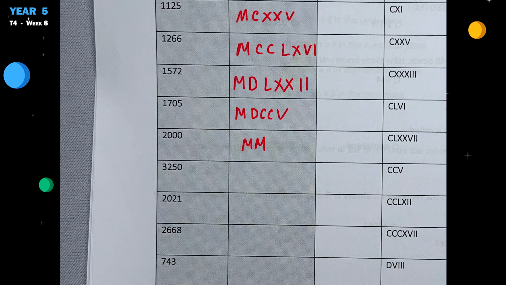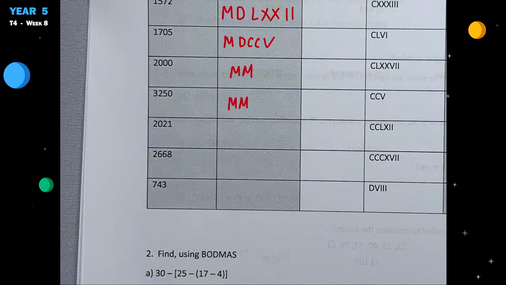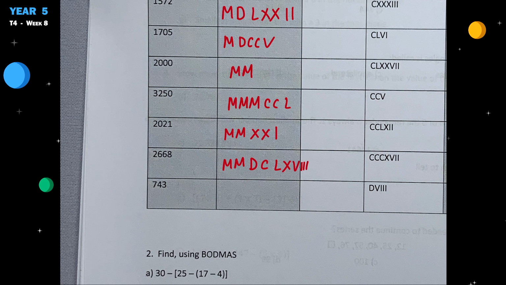2000, M, M, easy. 3000, M, M, M, 200, C, C, and 50, which is L. 2000, M, M, 20, which is X, X, and then 1. Okay, 2000 M, 600 is D for 500, and then C for 600, and then 60, that's L for 50, X for 60, and then 8, V, I.